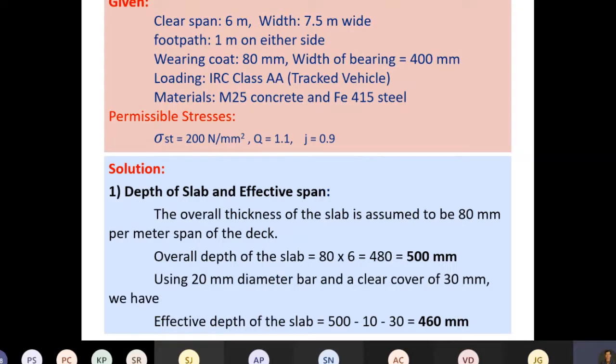So overall depth of the slab is 80 into 6, as we have a 6 meter clear span. So 80 mm per meter run, 80 into 6, you can take as 480 mm, or simply you can assume the depth of the slab as 500 mm. Using 20 mm diameter bars and clear cover of 30 mm, the effective depth of the slab is 500 minus 10 minus 30. 10 is because we have assumed 20 mm diameter bars, so at the center of the bar the distance will be 20 by 2, that is 10. So the effective depth becomes 460 mm. You can assume the effective depth as 460 mm.